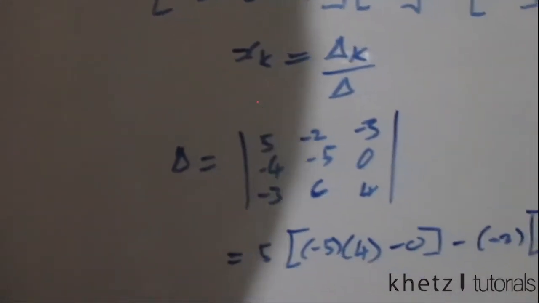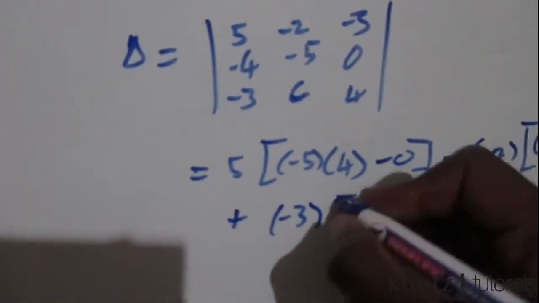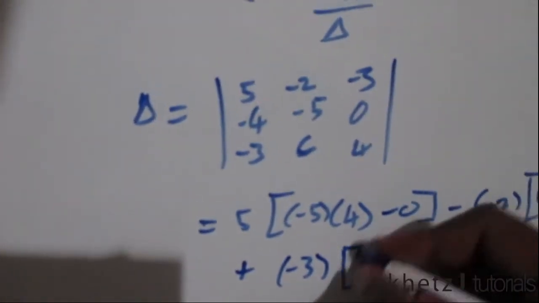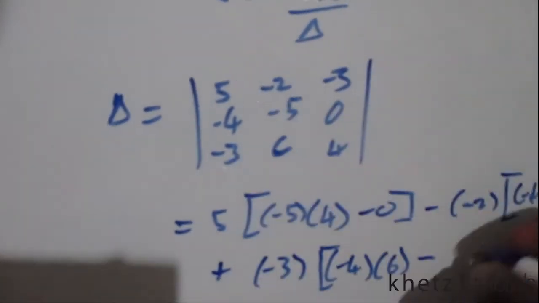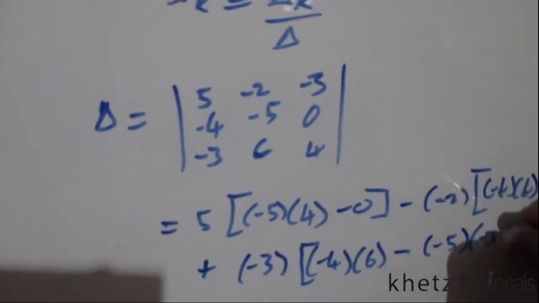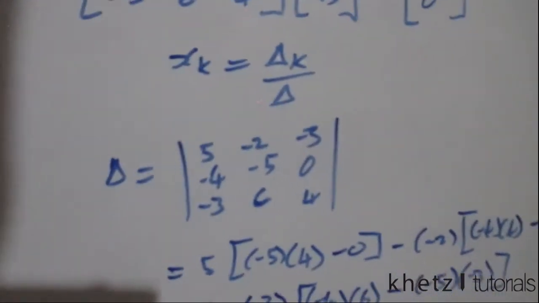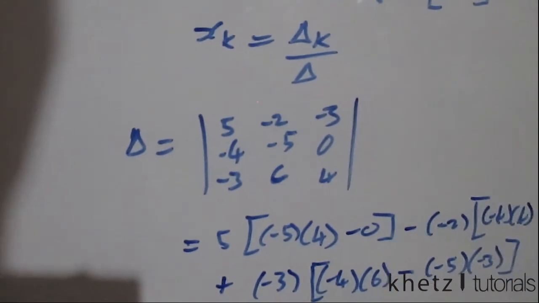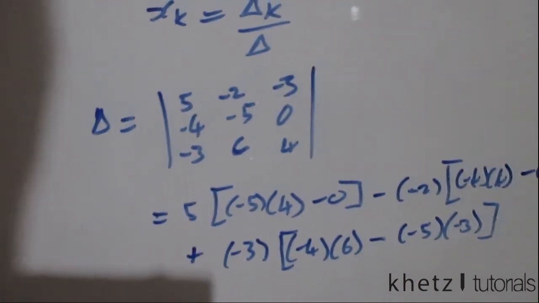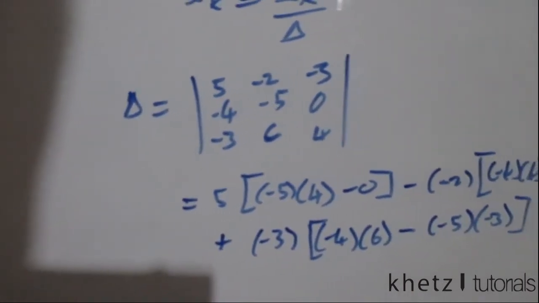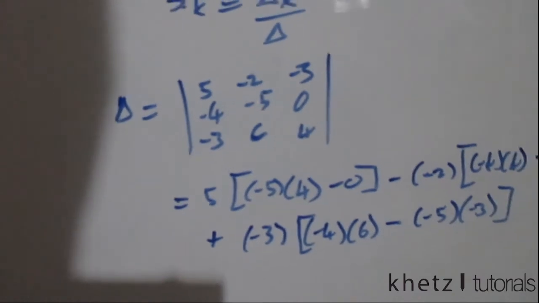Then plus, the last term, -3 multiplied by -4 multiplied by 6 minus -5 times -3. Quickly punching this into a calculator, that is basically 5 multiplied by -20, plus 2 multiplied by -16, and finally -3 multiplied by -24 plus 15.